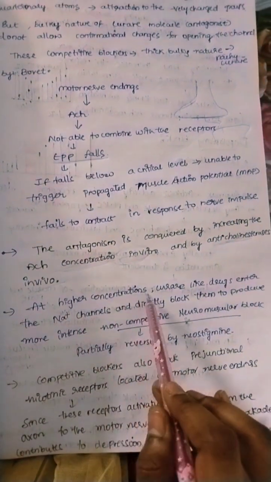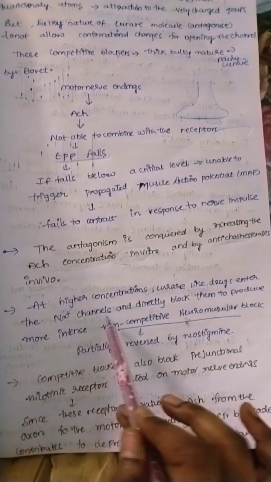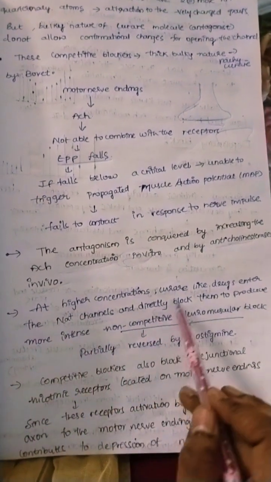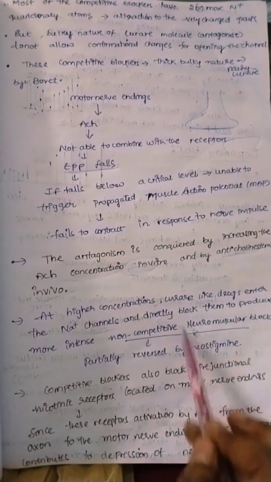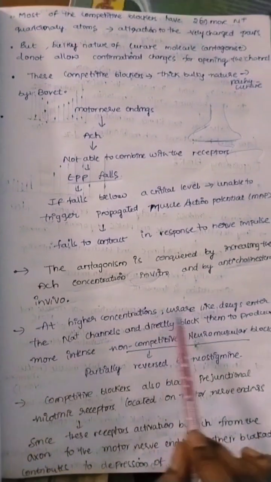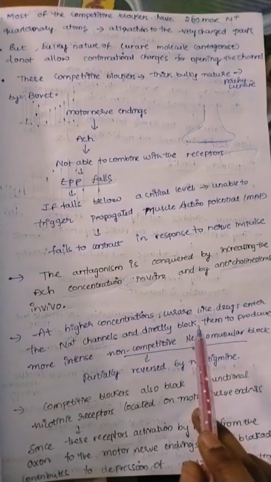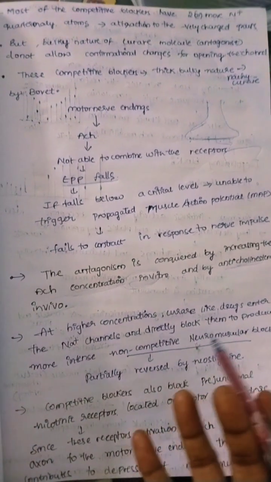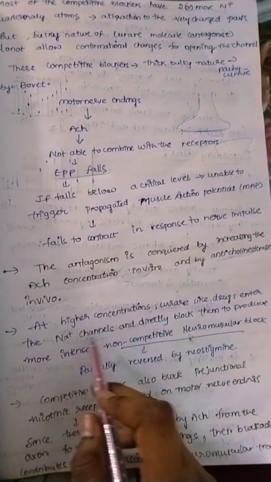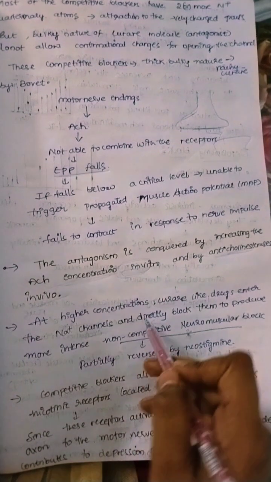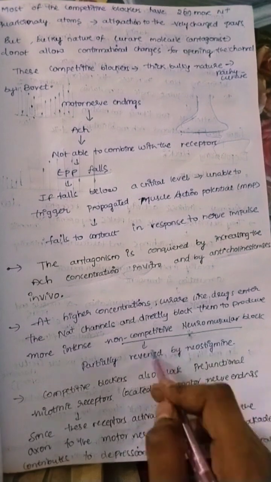At higher concentrations, curare-like drugs will enter into the sodium channels and directly block them. So what will happen? More intensive non-competitive neuromuscular blockade will occur. If we want to produce this, we have to give curare-like drugs in more concentration. Then only they will enter directly into the sodium channels and block them. So we get neuromuscular blockade which is non-competitive.